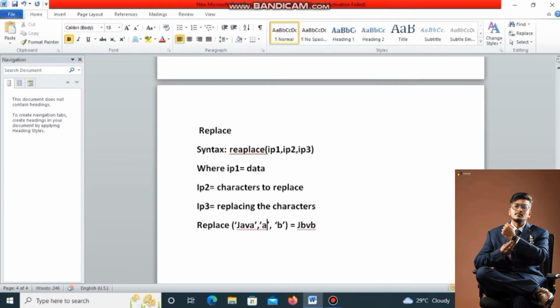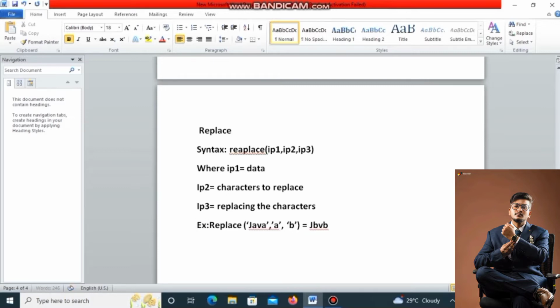See this one example once again. Here we are giving input 1 as Java, and in input 1 we have the letters J, A, V, A. We want to replace the letter A with the letter B, so we are giving B as the third input. So we are getting the output as JBVB. By seeing this example you can easily understand. We are replacing the letter A with the letter B by giving input 2 and 3, okay.